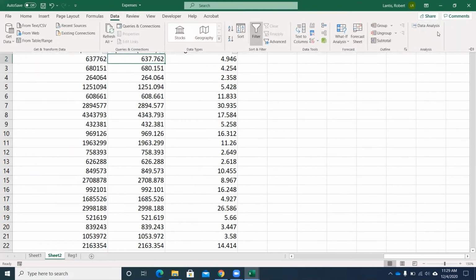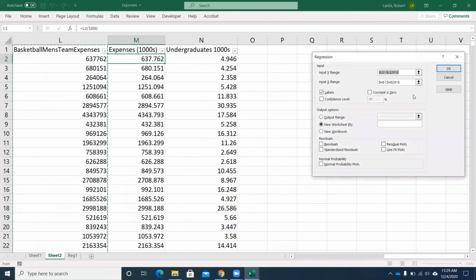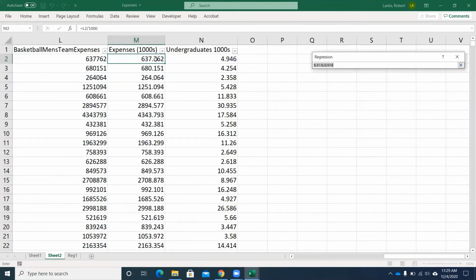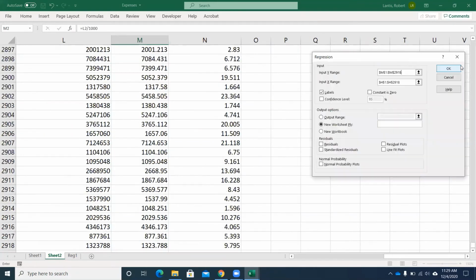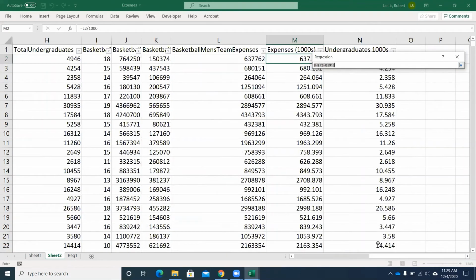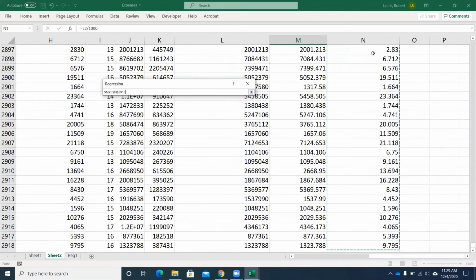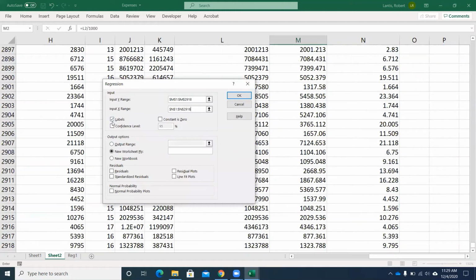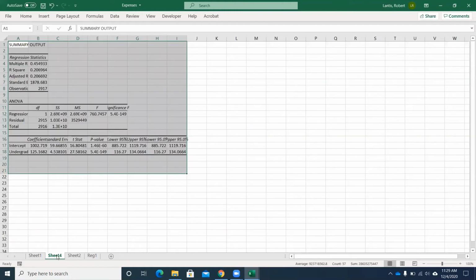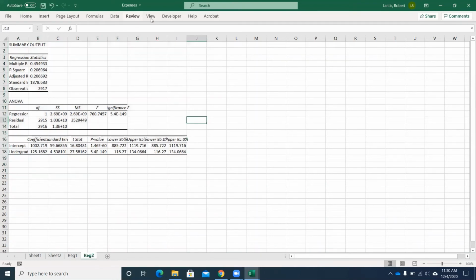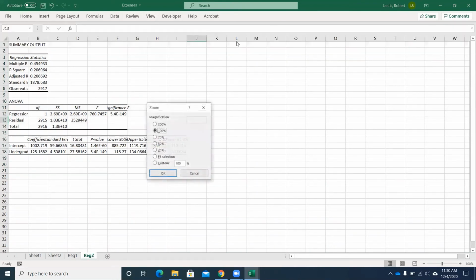So if I go to my data analysis, now let's say the only data I had was columns M and N. I'm still going to use expenses as my Y variable, it's just now its units are in the thousands. And my X variable, I'm still going to use undergraduates, but the undergraduates in the thousands, because we're assuming that's the only data we could observe. I selected the labels. I'm going to put it on a new worksheet, move it over, rename it Reg 2, and zoom in for us.